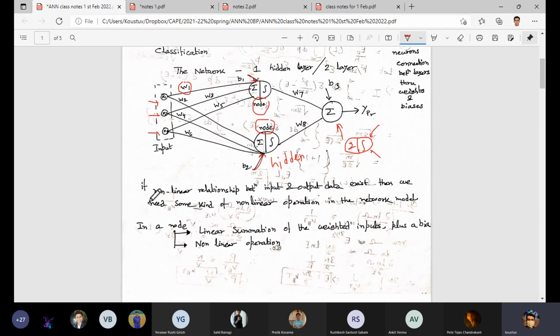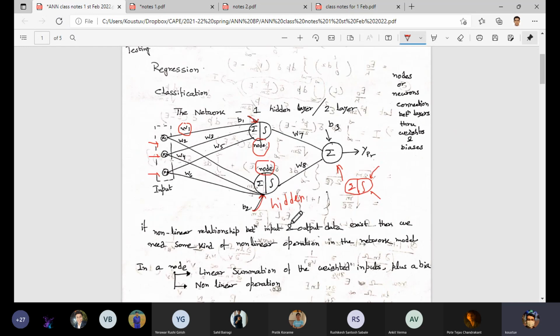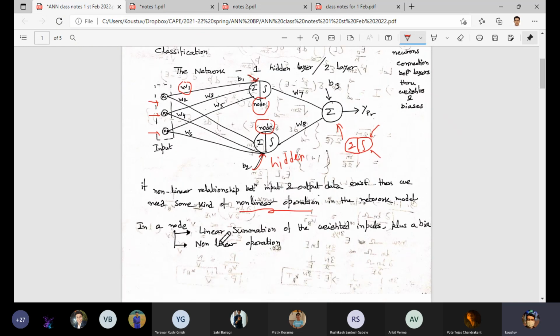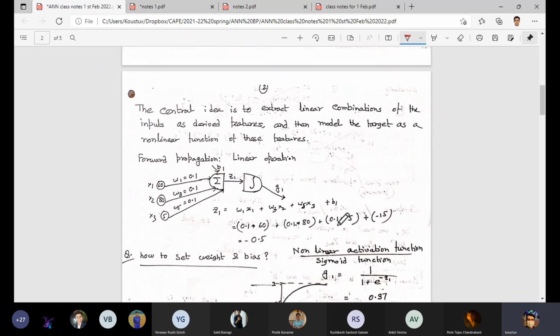Some lines are written here: if a nonlinear relationship between input and output exists, then we need some kind of nonlinear operations in the network model, so that we allow our model to learn, or to understand, that there is nonlinearity in the data. So we have to introduce some nonlinear technique or operations in our model's training method, so that it can capture the inherent or underlying nonlinearity in the data. So in each node we are doing two operations: one is linear and one is non-linear. Okay, let us see what it is doing.